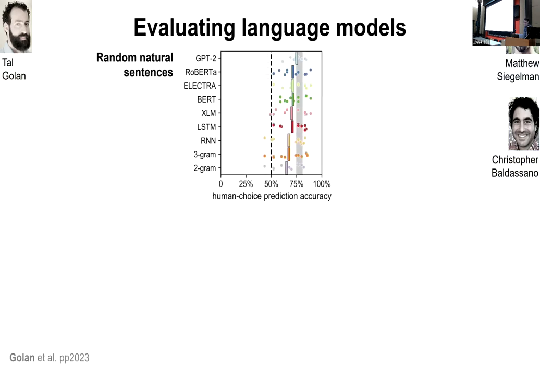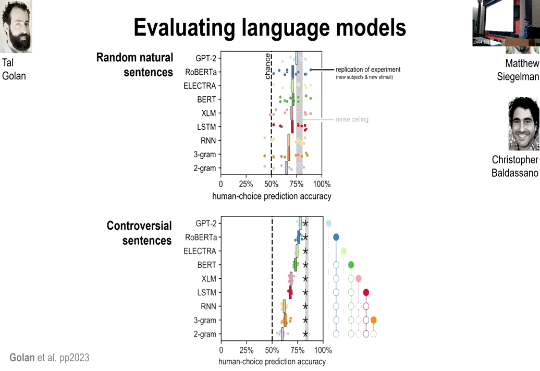And here are the results for random sentences again, and here are the results for controversial sentences, where we get a lot of power now to reject all of the models. Here, these stars indicate that all of the models are significantly below the noise ceiling, so we can see the shortcomings of all of the models. And we also get a lot of these pairwise comparisons significant.